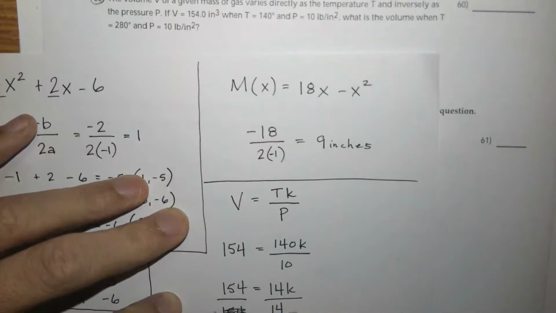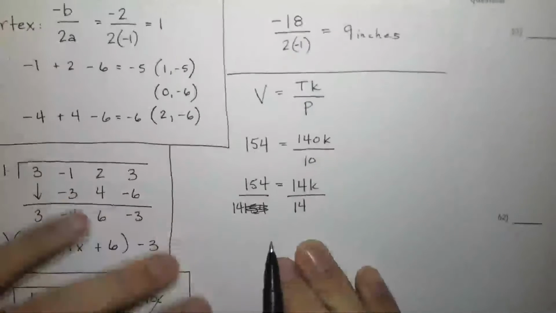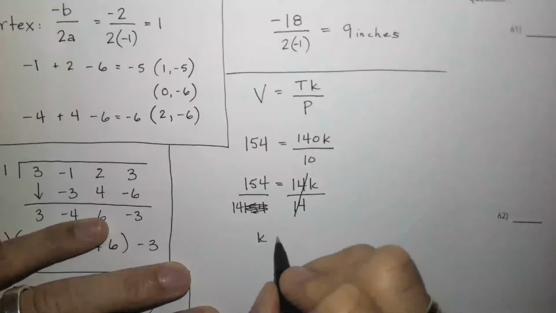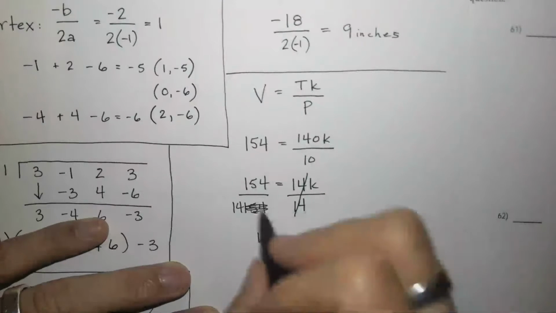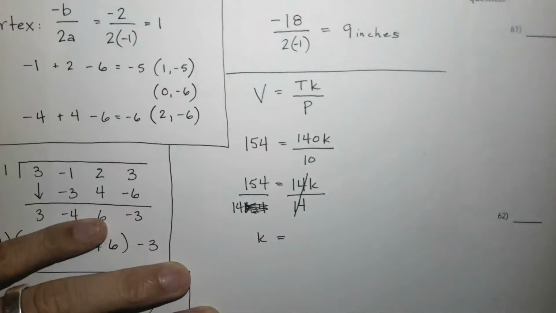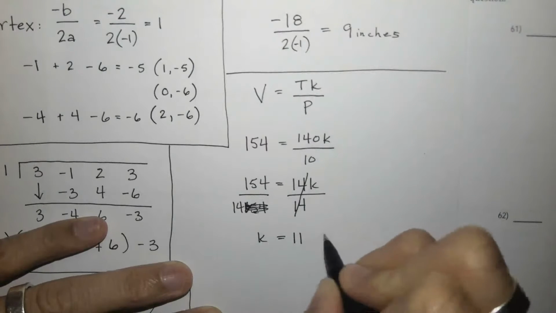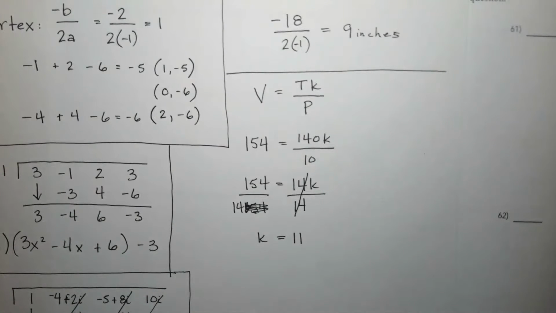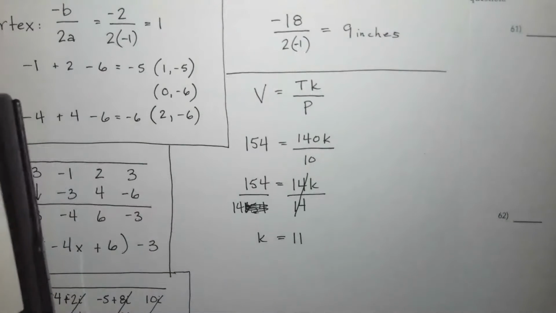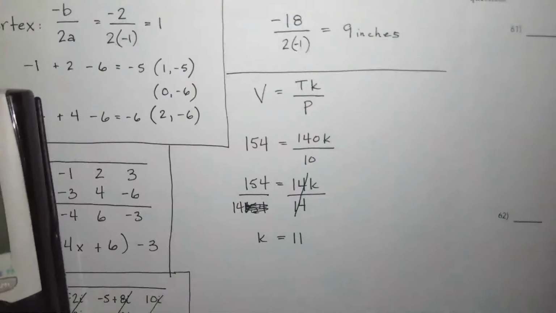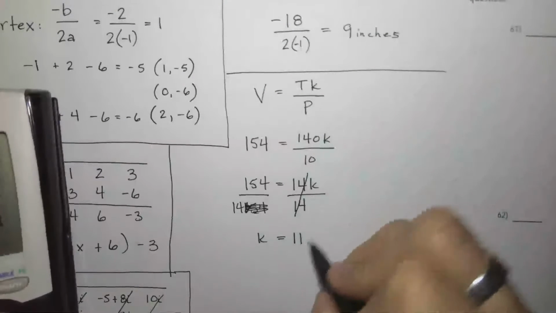Oh, what am I doing? 14, sorry. And so we can reduce this fraction. This cancels away on this side, just leaves our K. And then we can divide both of these by 14. So that's going to be 11. Let me double check that math real fast. It is 11.